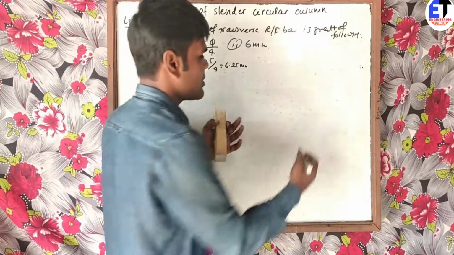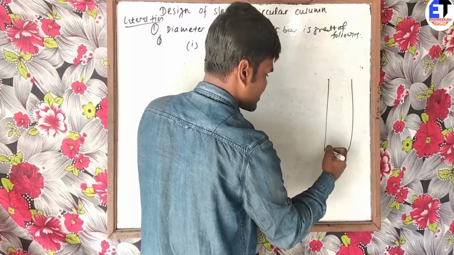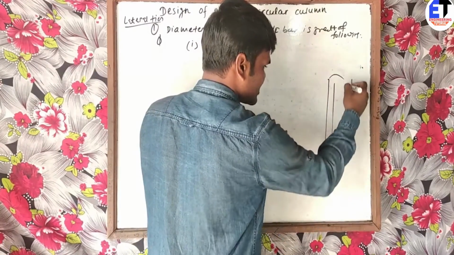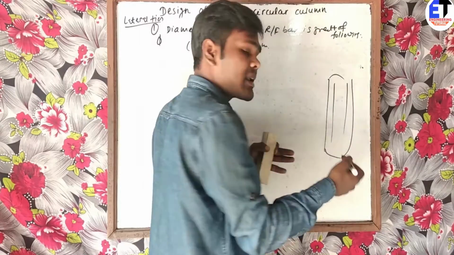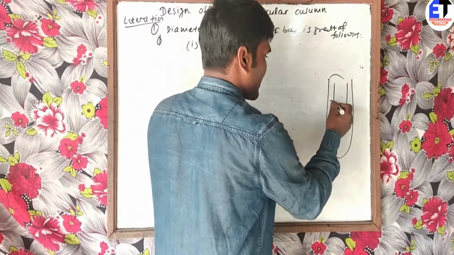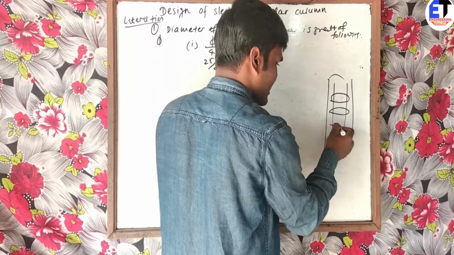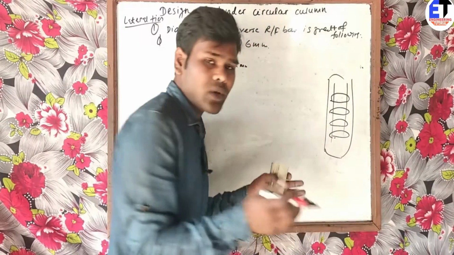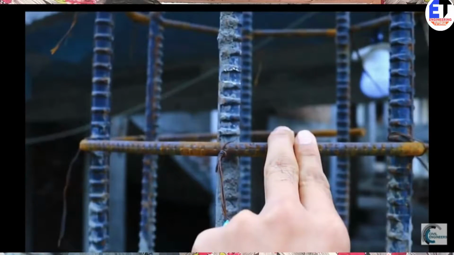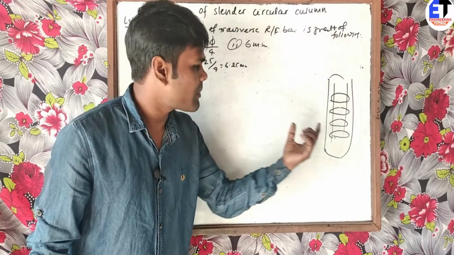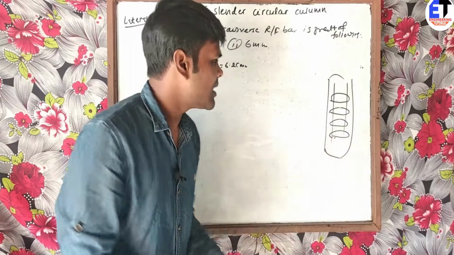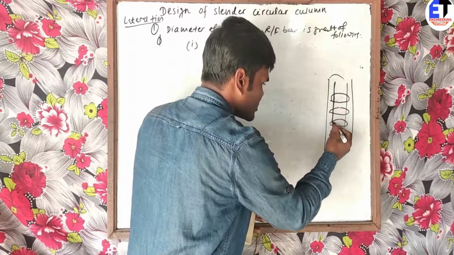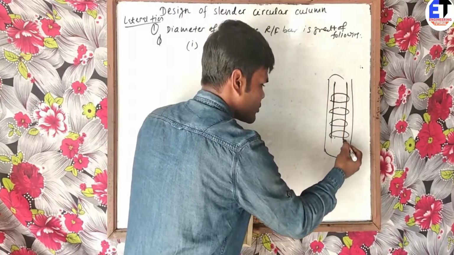Lateral ties, what do they mean? If our circular column is of such a type, and this is the main bar, then this main bar can be bound by lateral ties, like this. You can see in the figure, this bar is the lateral tie, which can be used for binding the main reinforced bars, and these are the main reinforced bars, which have a diameter of 25 mm that we have to calculate.